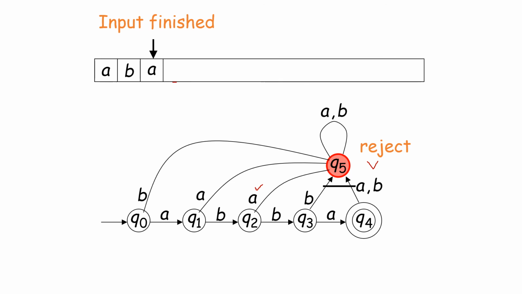So in this case, we are going to reject this string. This string does not belong to the language. When there is no input and we are reaching the final state, then only it is accepted. Instead of the final state, if we are reaching any other state, that is a rejection case only. Okay. Thank you.